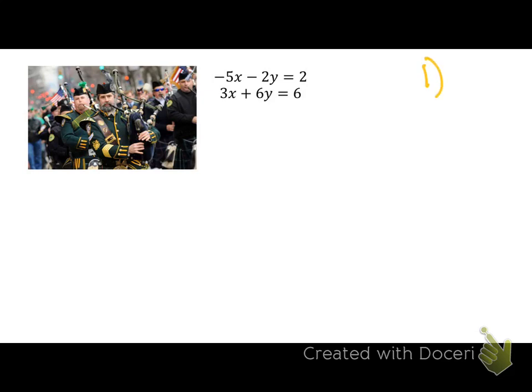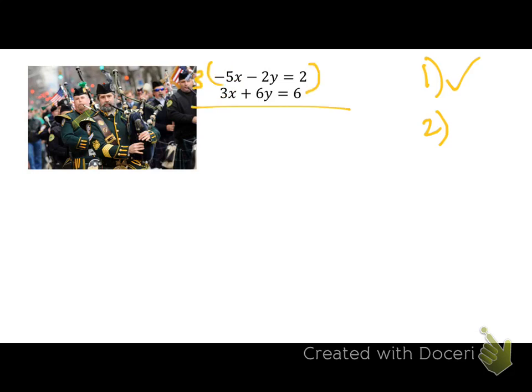Okay, step 1, x is on top of x's, y is on top of y's. Boom. Step 2, do I have two numbers that are the same? It doesn't look like it. Let's check out our x's. Well, it looks like a GCF that they share would be 15, so I'd have to multiply the top by 3 and the bottom by 5. But let's check out our y's. It looks like we can multiply the top by 3, and then they would both be 6, and one would be negative and one would be positive. So let's do that.